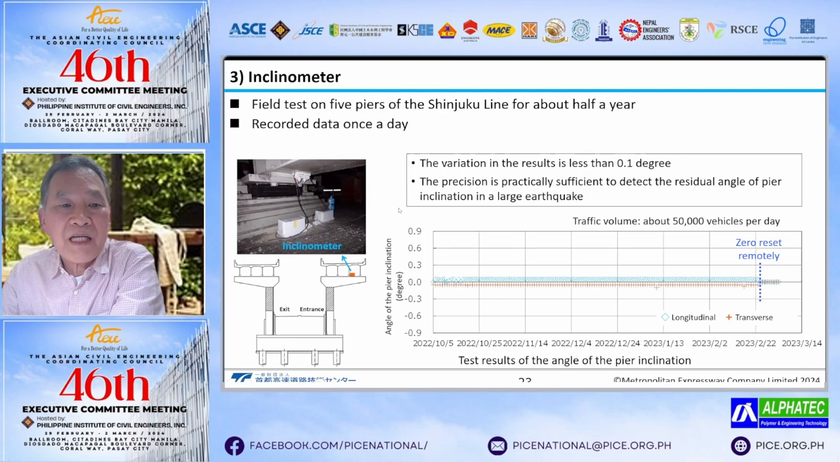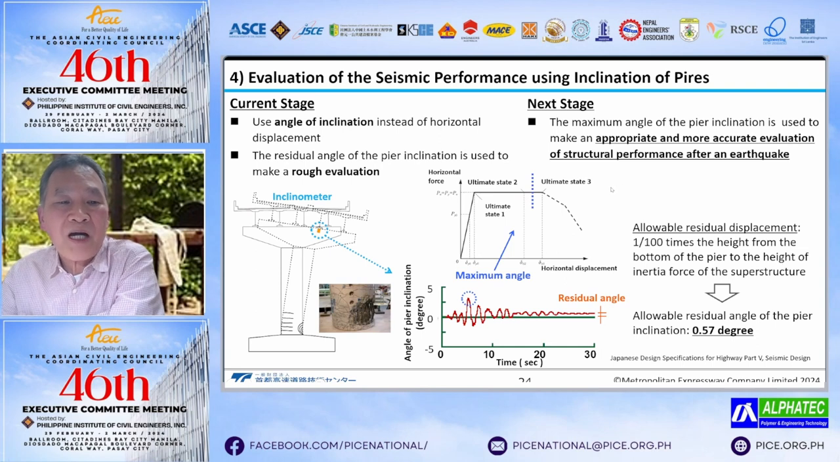Now we are carrying out a field test on 5 piers of the Shinjuku line, an existing line of the Metropolitan Expressway, for about half a year. This is the recorded data, but fortunately we don't have a huge earthquake, so it is just at this level. Currently, we are trying to measure the residual angle of the inclinations and estimate the seismic performance of these concrete piers. In the future, we are trying to obtain the maximum angle of the pier inclinations to make a more accurate evaluation of structural performance after the earthquake.